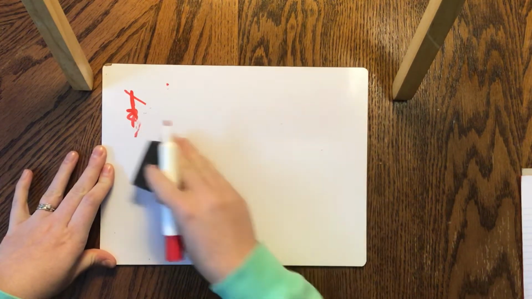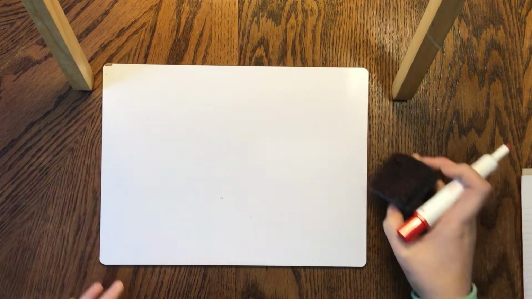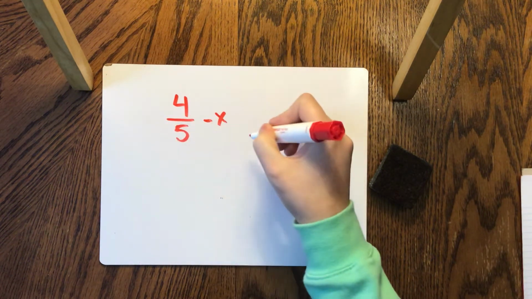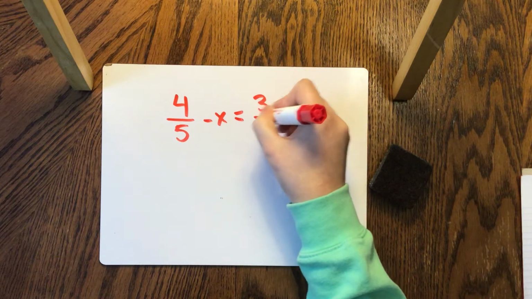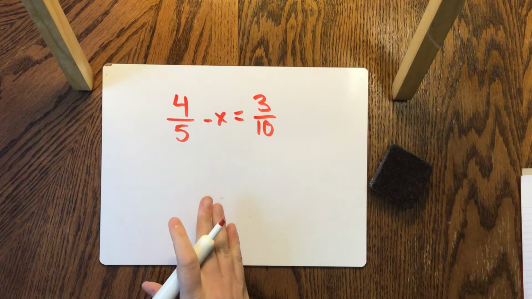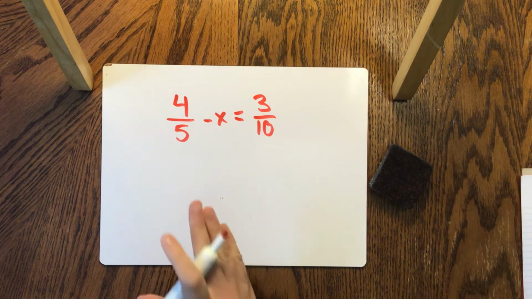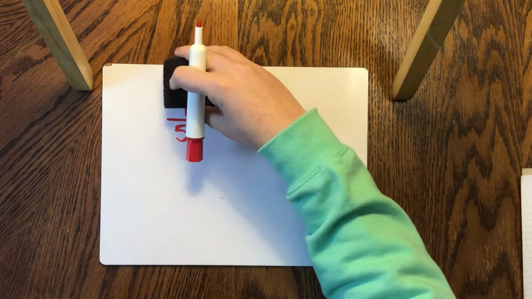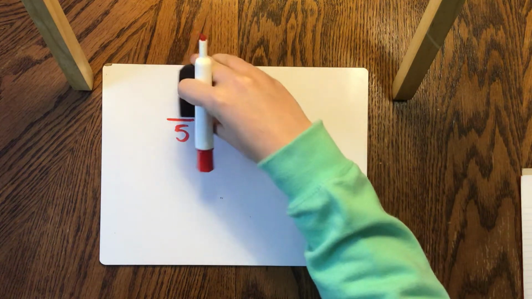Okay, these are the ones that are a little bit trickier because we're used to using inverse operations. In this case, this one's a little different. 4/5 minus x equals 3/10. Okay, first of all, I do not have common denominators, and in this case, it makes more sense for me to change them to begin with. So I'm going to change this one over here.